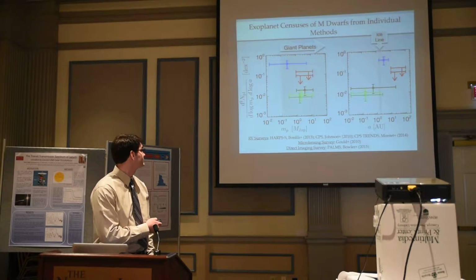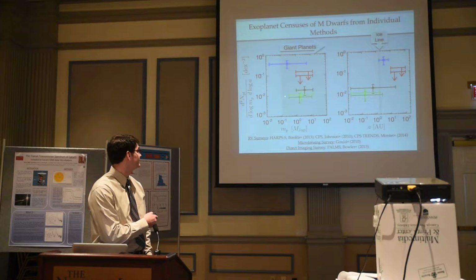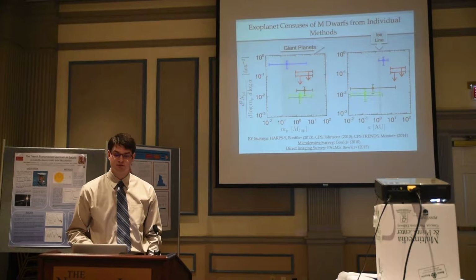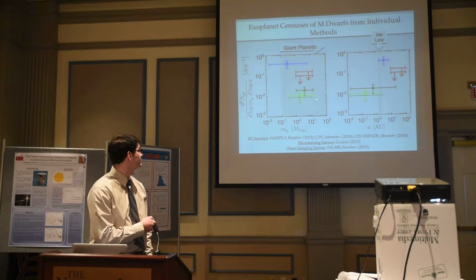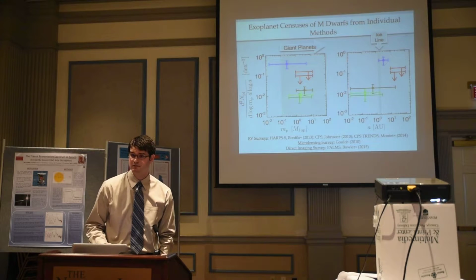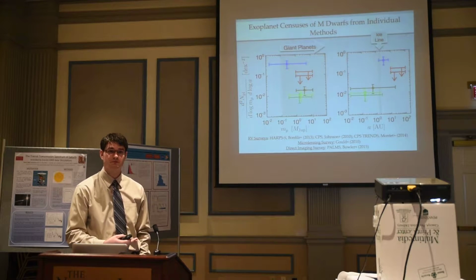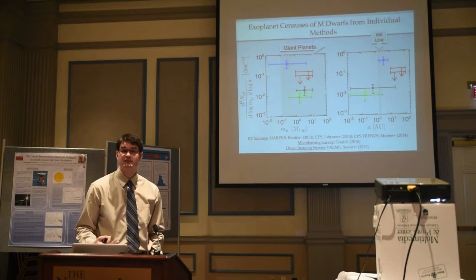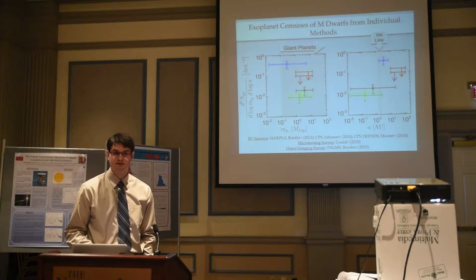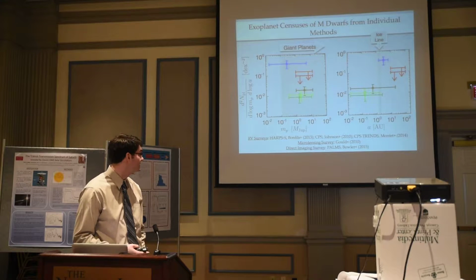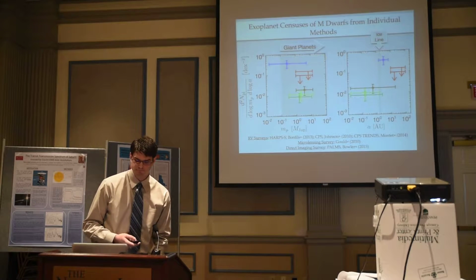So these green points show that radial velocity surveys have found that the frequency of giant planets is quite low. And I should note that these points, the vertical error bars, represent the measurement error of the planet frequency, while the horizontal bars represent the approximate ranges of planet mass or semimajor axis over which these measurements are made.